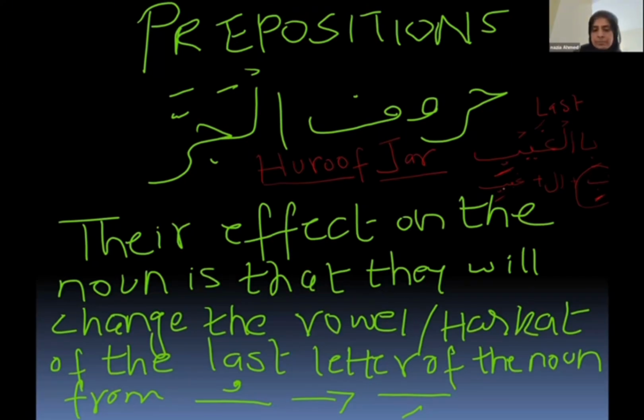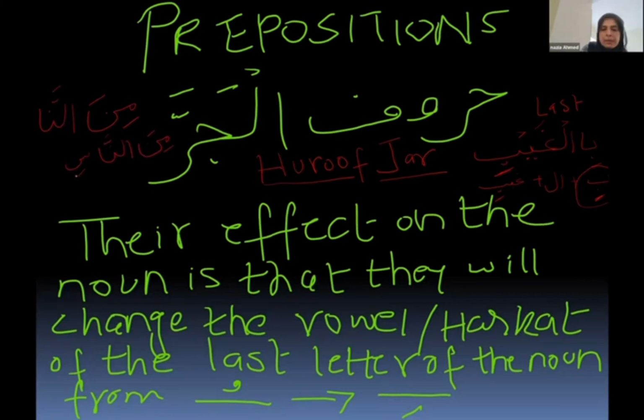They overcome them. The effect on the noun is that they will change the harkat, the vowel of the last letter of the noun, from dhamma to kasra, or from fatha to kasra. It has to be kasra. For example, let's do more words. Wabil akhirati. You have already done this word. Let me find you. Yeah, there's a word here. Minan nasi.